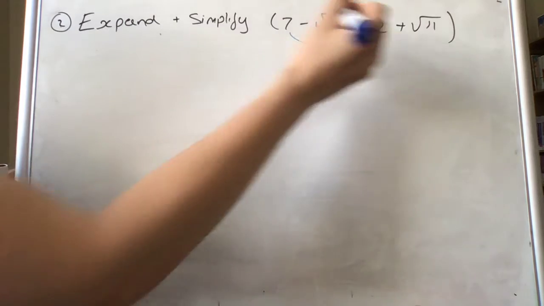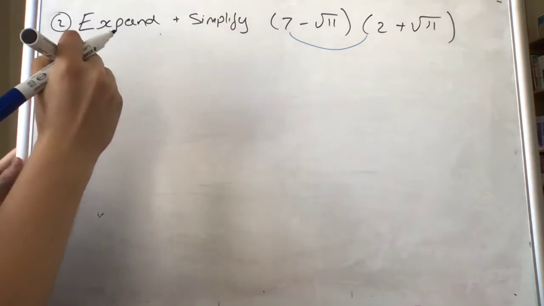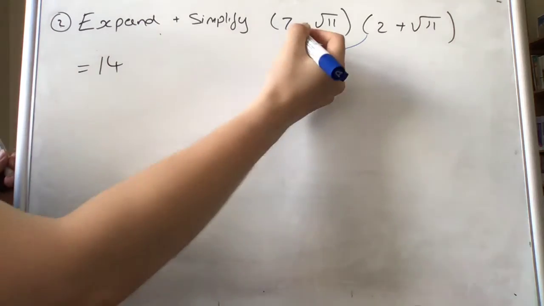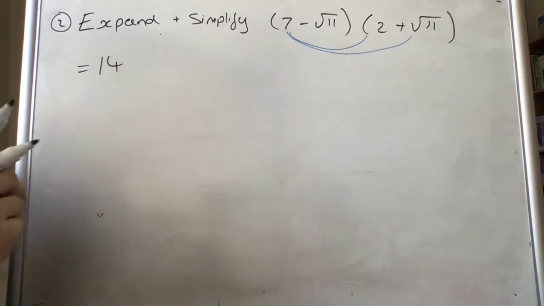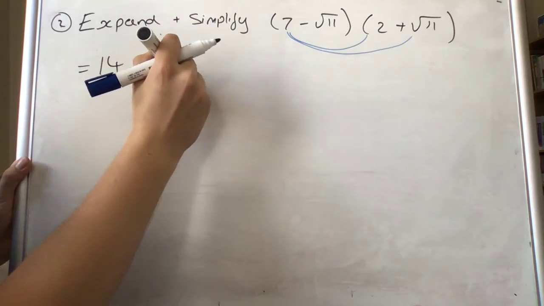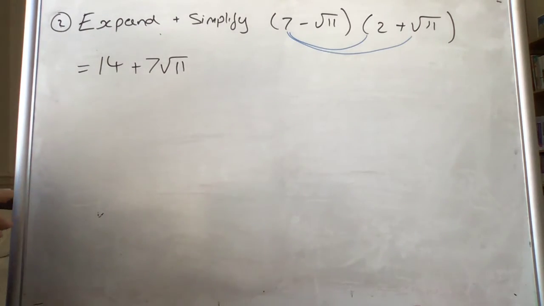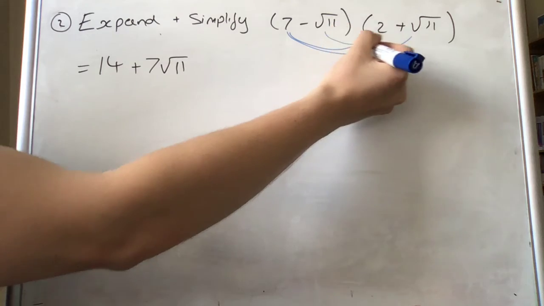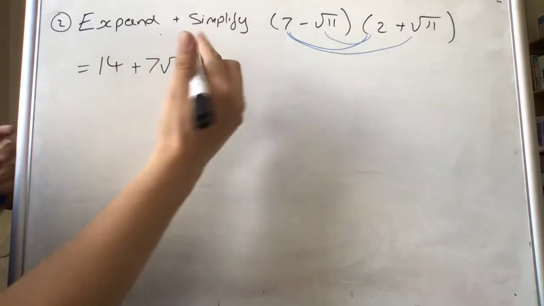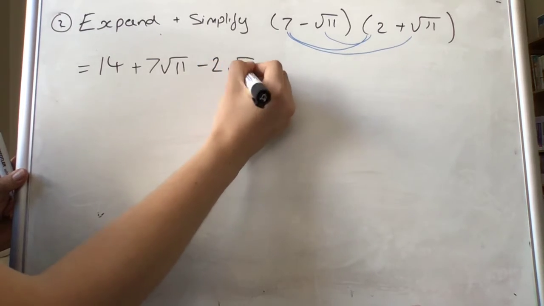So we've got 7 times 2. Now 7 times 2 is equal to 14. And we've got 7 multiplied by the square root of 11. That's just going to give us 7 square root of 11. And then we've got minus square root of 11 times 2. And that's going to give us a negative 2 square root of 11.